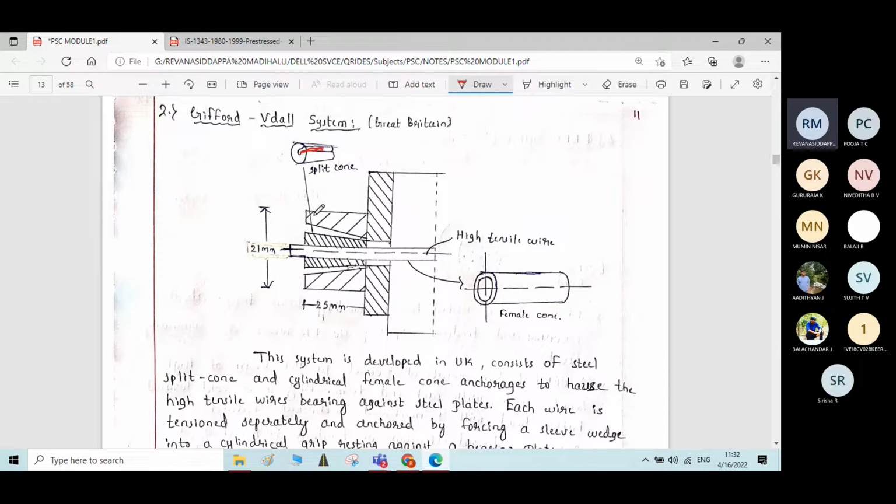At this opening, we have a female cone. This part is called the female cone. Inside this split cone, the female cone will be placed, and inside this female cone the wires will be taken. This whole assembly will be held in position so that the wires will be stretched to the required degree and released, so that the stresses will be introduced into the concrete element. This is the Gifford Vidal system.